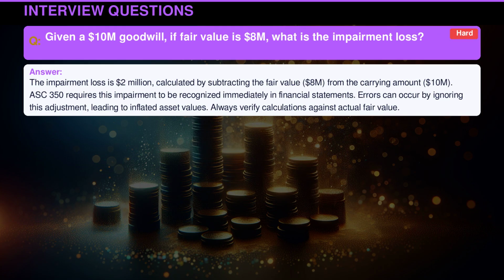The impairment loss is $2 million, calculated by subtracting the fair value of $8 million from the carrying amount of $10 million. ASC 350 requires this impairment to be recognized immediately in financial statements. Errors can occur by ignoring this adjustment, leading to inflated asset values. Always verify calculations against actual fair value.